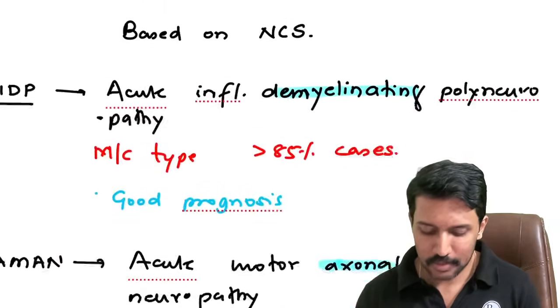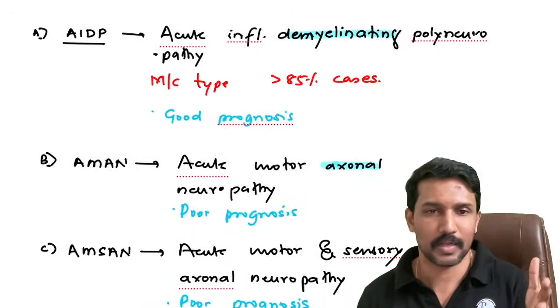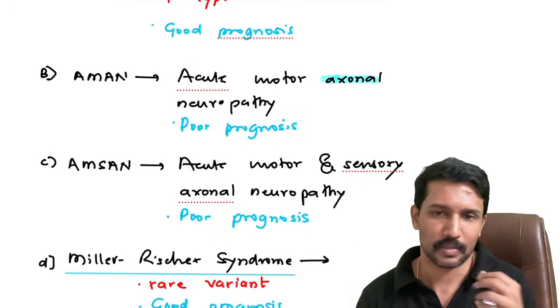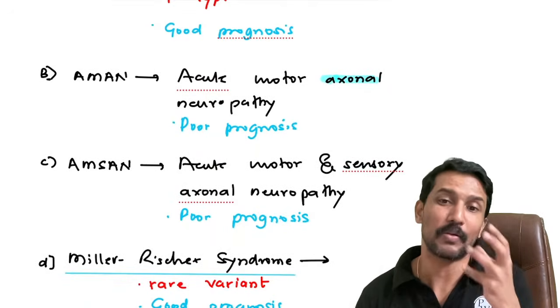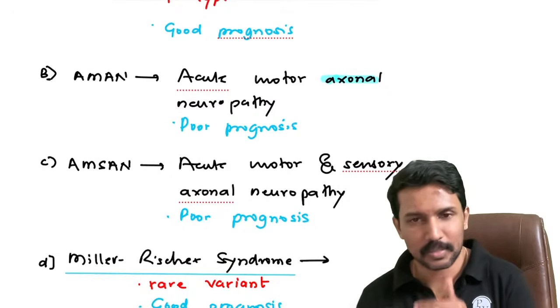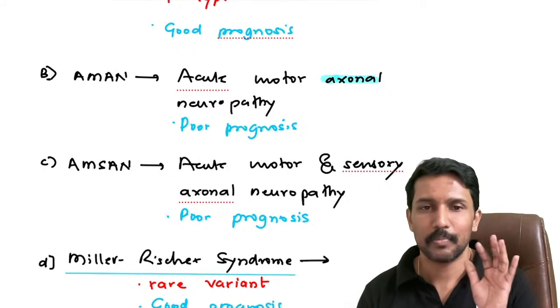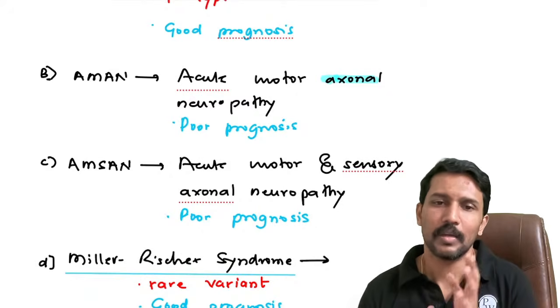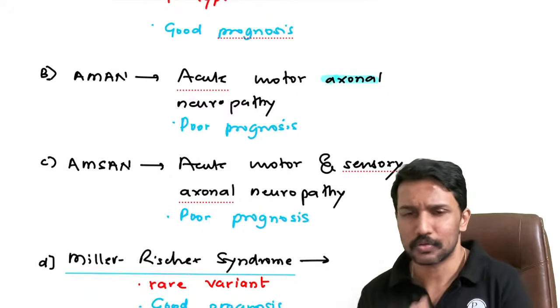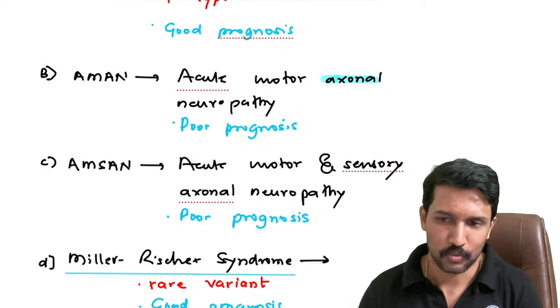If they're specifically asking you to write a note on the types, AIDP, AMAN, AMSAN. AIDP is the demyelinating type. AMAN, AMSAN, the axonal injury type. Miller-Fisher is predominantly demyelinating type. Most common is AIDP. AMAN and AMSAN are next most common. Miller-Fisher is a rare variant. AIDP, because demyelination carries good prognosis. Miller-Fisher predominantly sensory, so it also carries good prognosis. AMAN and AMSAN axonal injury, so they carry poor prognosis, right?